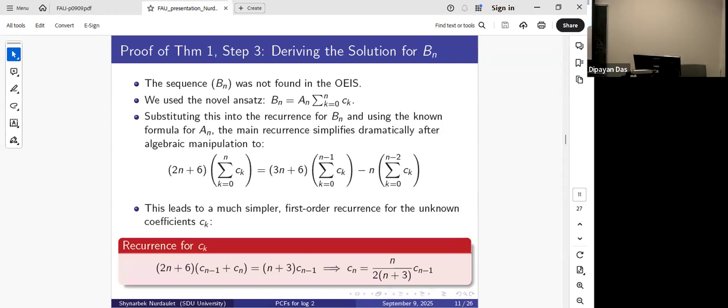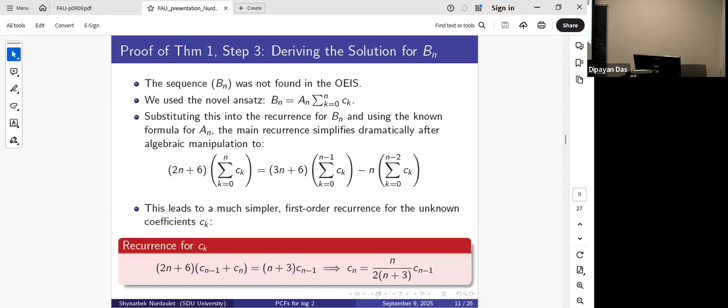So what we did was propose a so-called educated guess, and we said let Bn be equal to An multiplied by some series of sk. Then we tried putting this value into our recurrence relation.